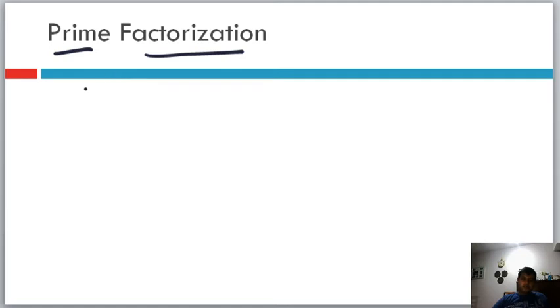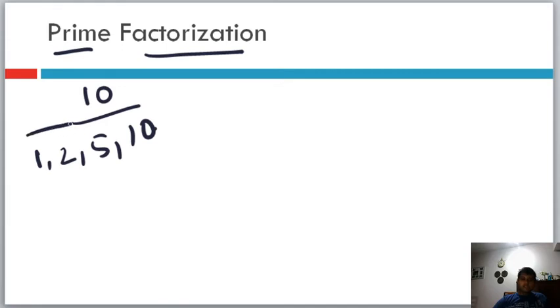Let's take an example. Let's say 10. 10 is a composite number, we know, because what are the factors of 10? 1, 2, 5 and 10. So obviously 4 factors, so it's a composite number. But ultimately when you start factorizing 10, we start with the smallest prime number that we know, that is 2, and we see if this number is divisible by 2 or not. Here it is divisible by 2, so we start with 2 because it is the smallest prime number that we know. We continue to divide till the remainder is 1. That is the method.